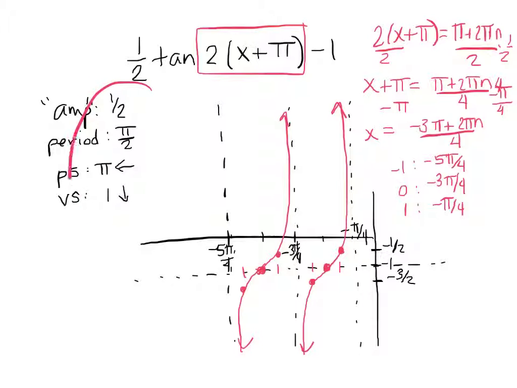Notice I really didn't go over here and use anything, but I still want you to make notes on that. And we can always double check that the period is pi/2, so from here to here I go 1/2 of pi, things like that. Alright, let's do one more example. Let's do negative tangent of 1/2 times x minus pi, plus 1.